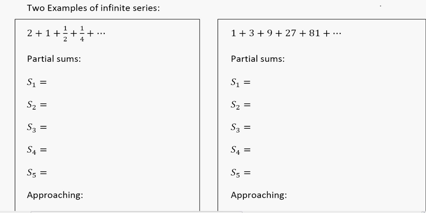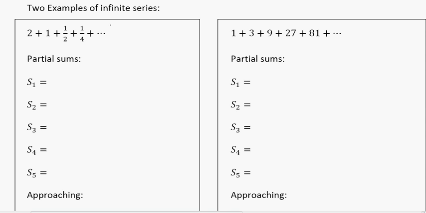Okay, welcome back to 11.6. We're going to talk now about some special types of geometric series. They're called infinite geometric series, which means they go on and on forever. Hence, if you look at these examples, they end in the dot, dot, dot.